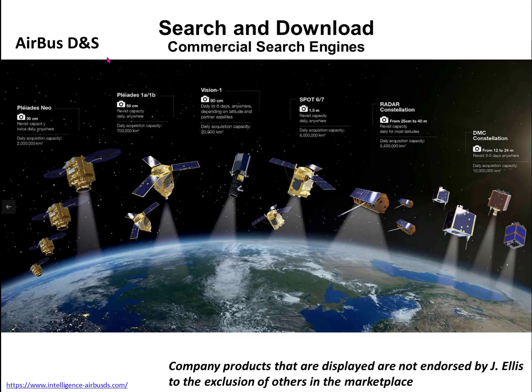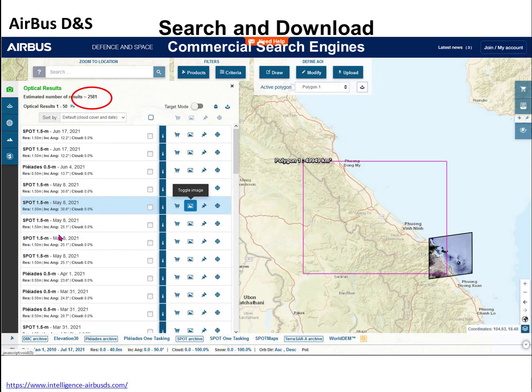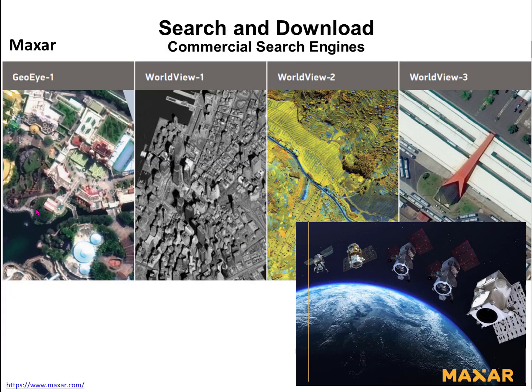Now we'll move on to commercial search engines. I only talk about the three big ones, but there are many, many more commercial satellite providers. And this is Airbus DNS, and it's like an equivalent of Boeing. And you can see the huge number of satellites that they have up in orbit. And I'm doing a search now in Vietnam. It provides a little thumbnail acquired on May 8th, 2021 with a 1.5 meter spatial resolution.